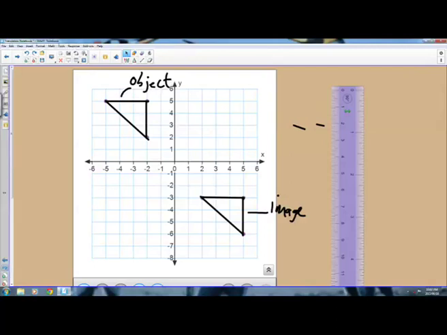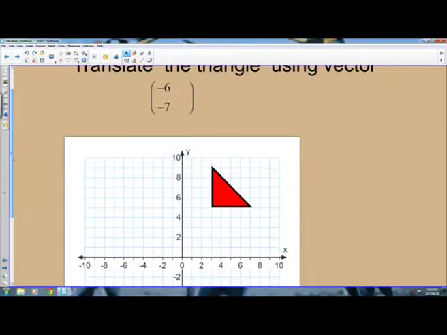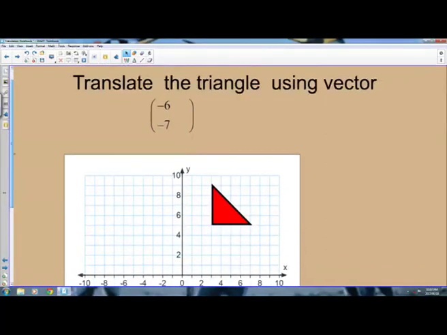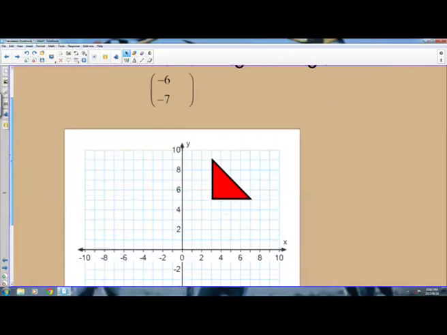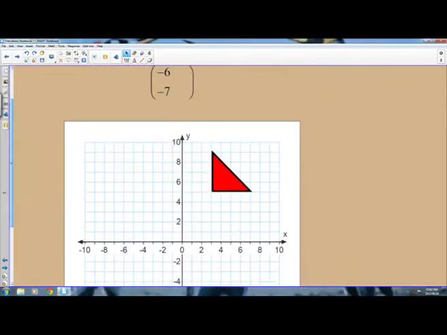Let us have a look at another example. It says translate the triangle using vector negative 6, negative 7. So the triangle is here. And then we are expected to translate it using vector negative 6, negative 7. So this simply means for every point, you are going to move 6 steps towards the left hand side and then 7 steps down.